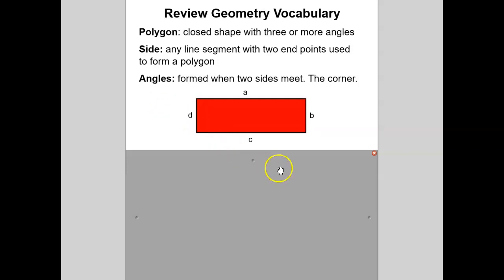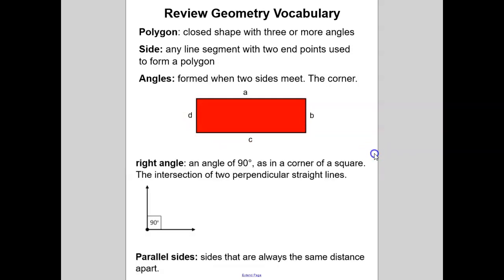Wonderful work, third graders. So I hope that you drew that rectangle very carefully, and I hope you were able to determine that this rectangle has 4 right angles, because you know a right angle is that special type of angle that's 90 degrees, just like the corner of a square or a rectangle, and it's where 2 perpendicular straight lines come together. It has 4 right angles on this rectangle.